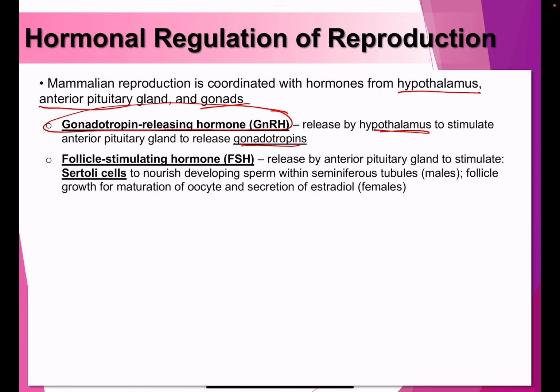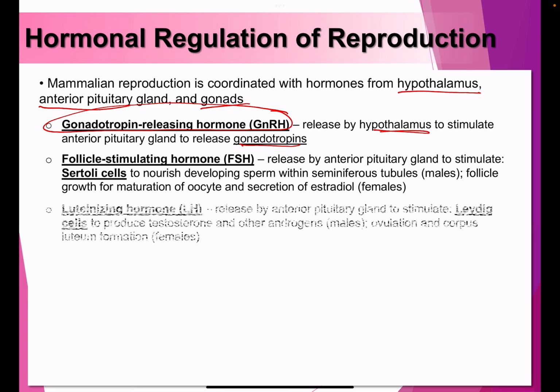These 2 gonadotropins are called follicle stimulating hormone and luteinizing hormone. Both of these hormones are released by the anterior pituitary gland to stimulate something within the gonads. For males and females, of course, they trigger different things. For follicle stimulating hormone, known as FSH, in males it induces the Sertoli cells, a type of nurse cells that nourish the developing sperm, and they become mature sperm within the seminiferous tubules.